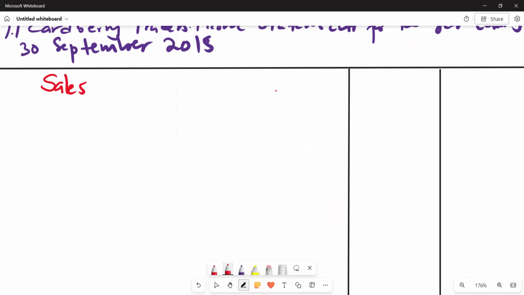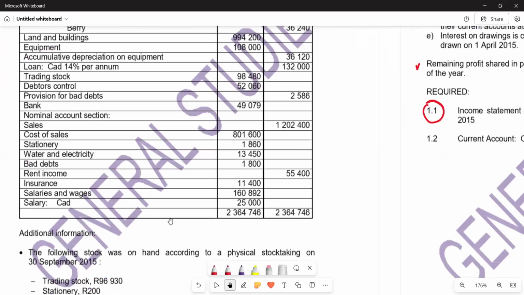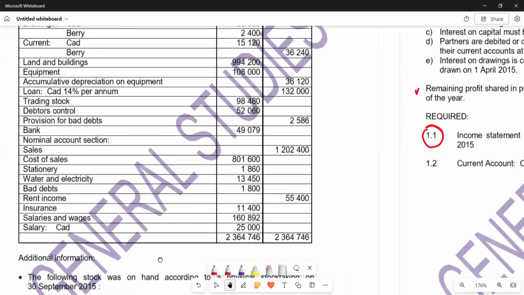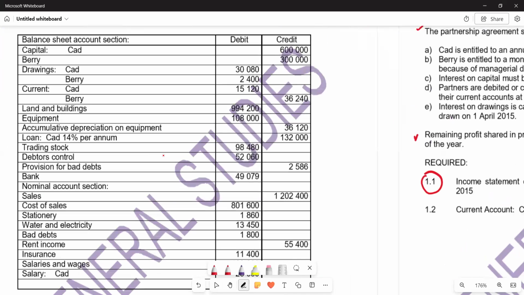And then from there, obviously, we will go to less cost of sales. So we can go to the question and try to see what figures we have for those two items. This is our pre-adjustment trial balance. That's where we're going to get our figures. For sales, remember we have it there. That's where we've got our sales, and the amount that we have is 1,202,400.